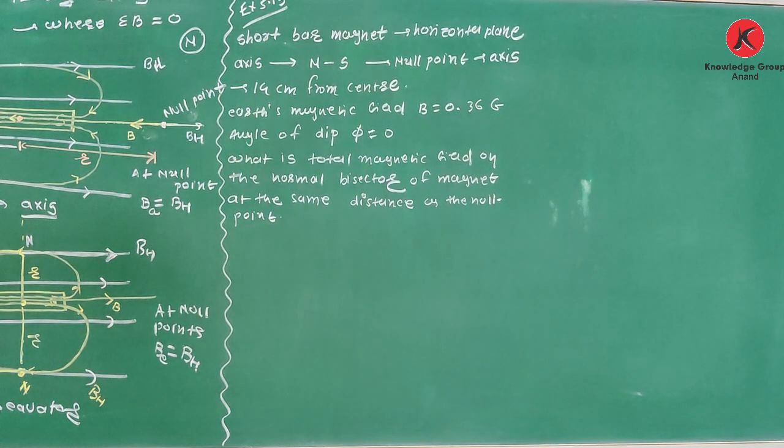Earth's magnetic field B is equal to 0.36 Gauss, angle of dip phi is equal to 0. Your question is, what is the total magnetic field on the normal bisector of the magnet, in the same direction, at the same distance as the null point?